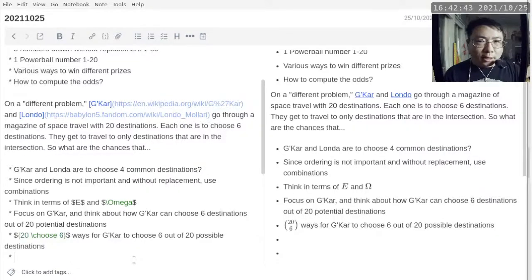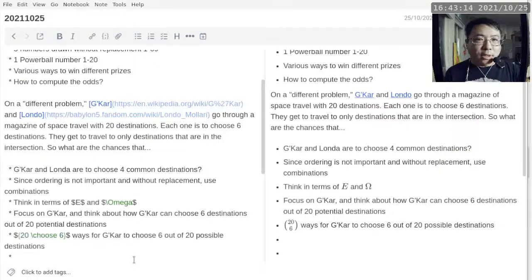I'm going to ask you guys to think about this. Now it is Londo's turn to choose, and Jacquard has already chosen. Jacquard already has 6 destinations chosen, and is hiding those 6 destinations from Londo, and Londo is now saying, okay, it's my turn to choose. But we are only interested in 4 out of the 6 destinations to be in common.